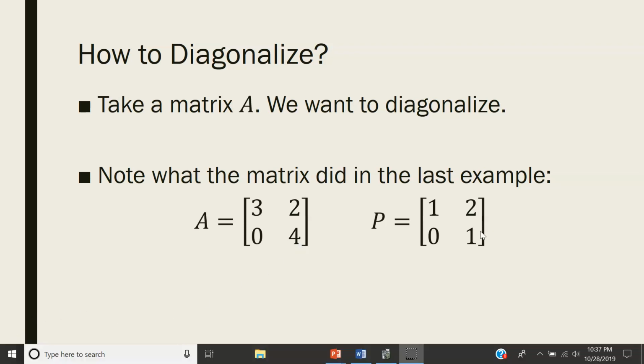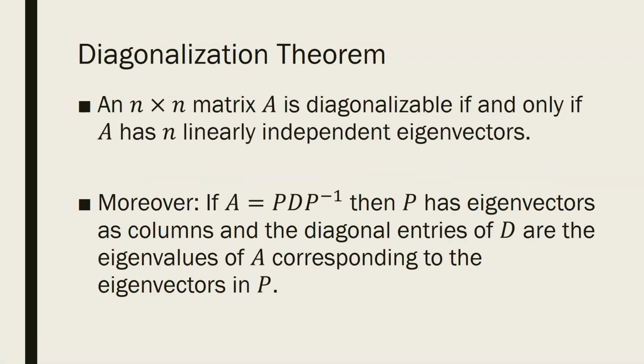So that kind of leads us to this next theorem. It's called the diagonalization theorem. If we have a square matrix, it is diagonalizable if and only if that matrix has n linearly independent eigenvectors. Moreover, if it is diagonalizable, then P is going to have the eigenvectors as its columns, and the diagonal entries of the diagonal matrix D are going to be the eigenvalues.